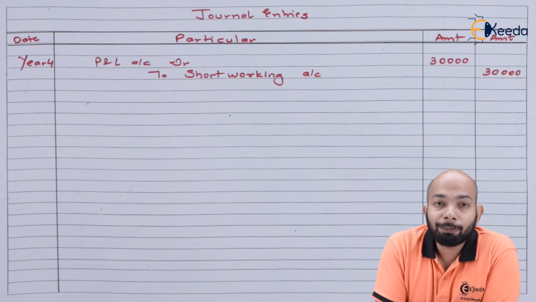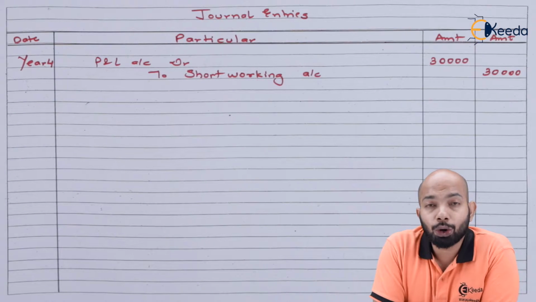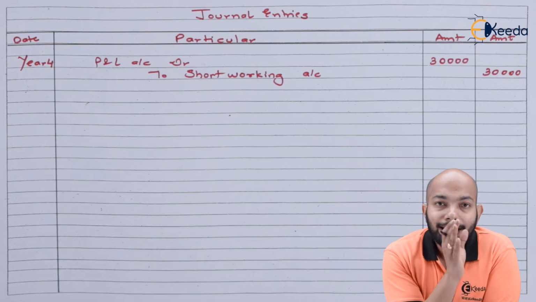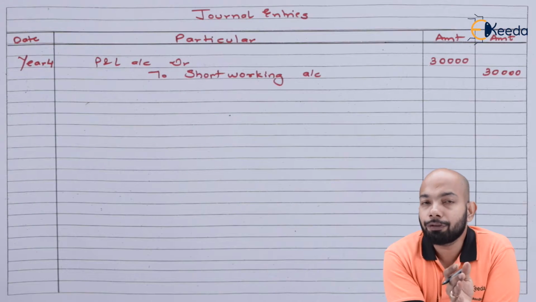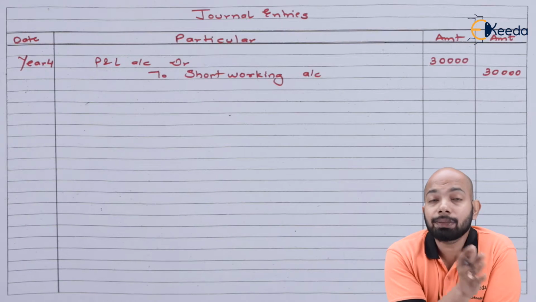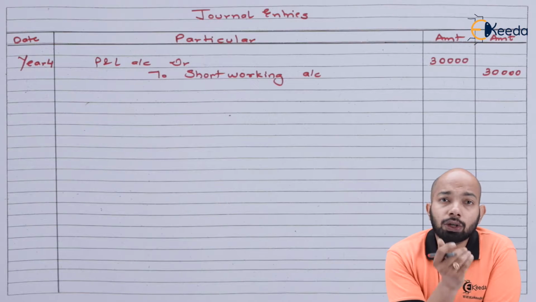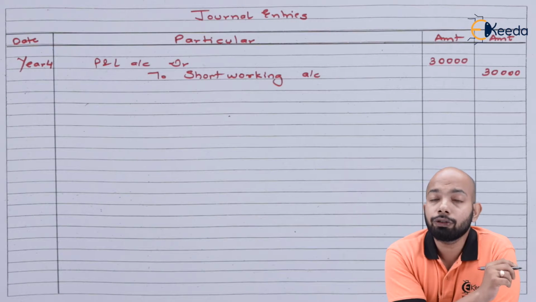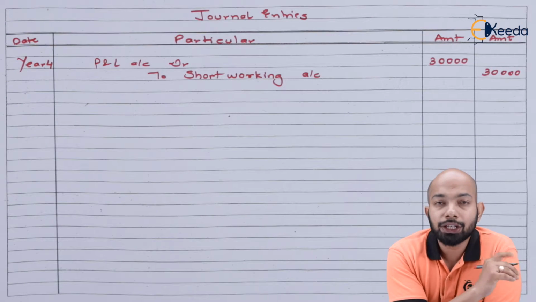So the next entry that we have passed here is profit and loss account debit to short working, that refers to the 30,000 which was irreversible, and hence it has been transferred to profit and loss account. As it is an expense or loss for us, hence profit and loss account has been debited and short working has been closed here by the amount of 30,000. So we'll mention the narration there.